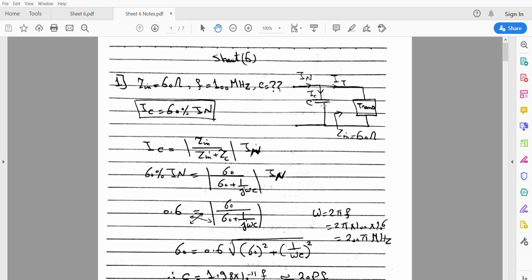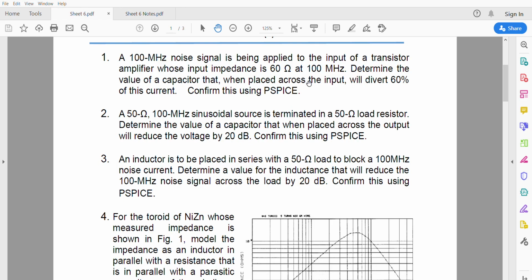So by using current division, I now need to define the current IC. So IC equals the input impedance over the input impedance plus the impedance of this capacitor, multiplied by the input current. By using a simple current division, we get to this value. IC will divert 60% of the input current as mentioned here.